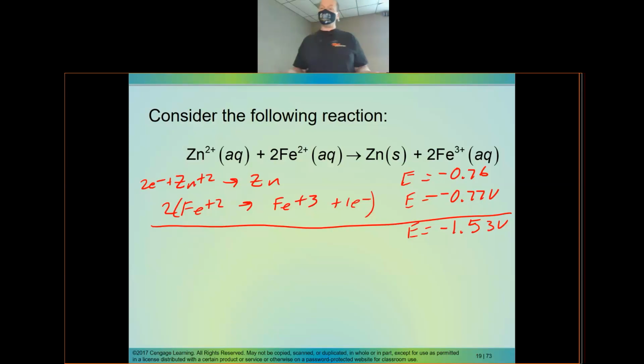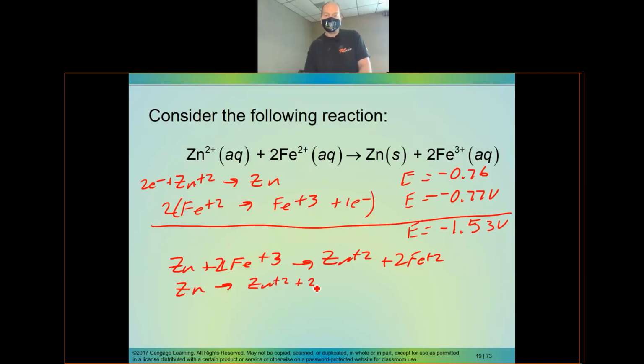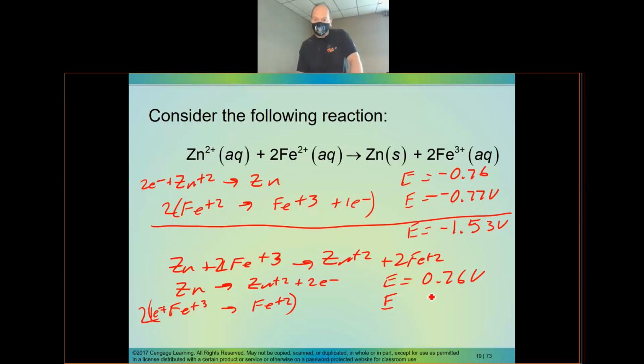All right. And so this is not going to happen spontaneously. This is an electrolytic cell. This is not a voltaic cell. However, if we wrote it the other way and we had zinc plus 2 Fe plus 3s going to zinc plus 2 and to Fe plus 2s. All right, so now we have zinc being oxidized. And now our E value for that is a positive 0.76 volts. And now we have our Fe plus 3 being reduced to Fe plus 2. And the E value off the chart for that one, so that's the reduction potential, is a positive 0.77 volts. And so now we would have an E value that is positive 1.53 volts and would be very spontaneous.